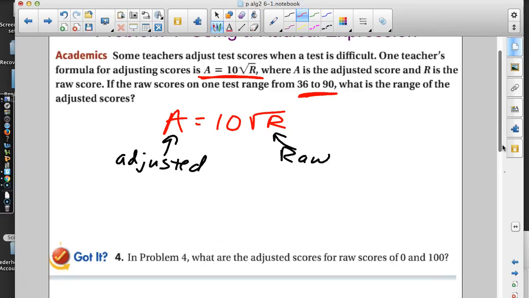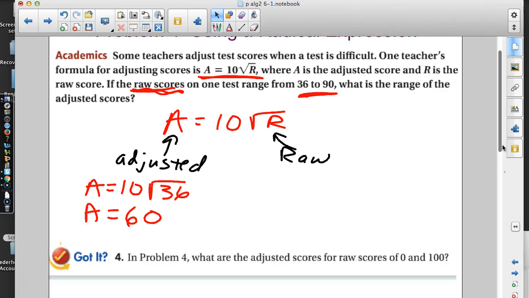And where they're supposed to go is raw scores. So that means they're going to go in for R. So the lowest score would be 10 times the square root of 36. Oh, well, that's kind of nice. What's the square root of 36? 6. 6 times 10 is 60. So now instead of somebody getting 36, they got a 60, which is still failing, but at least it's better.